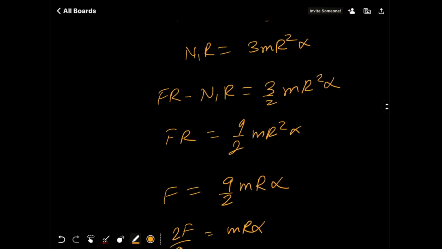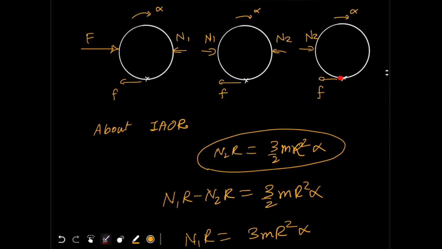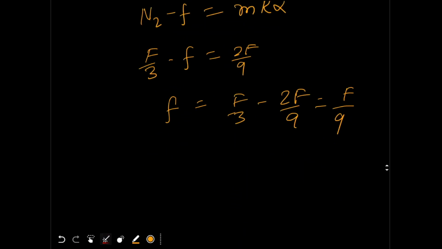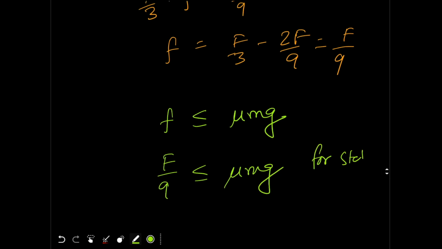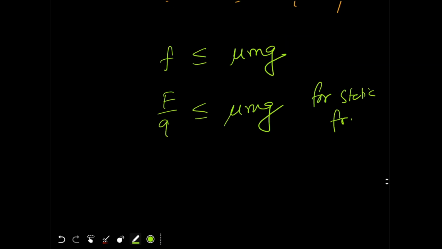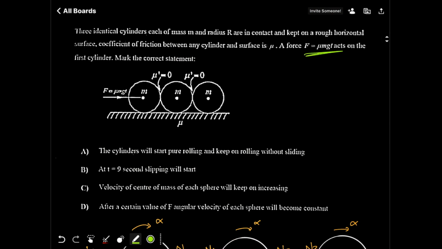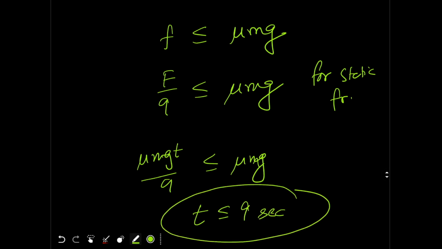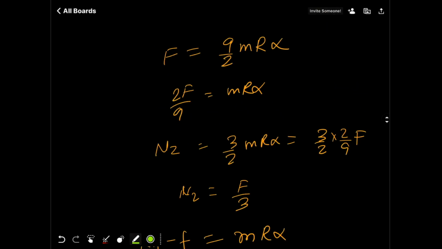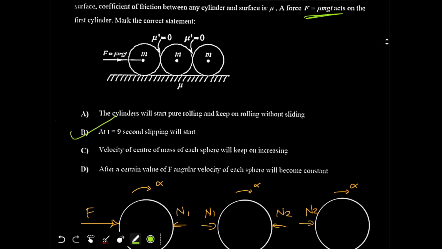But the normal force between the cylinder and the ground is equal to mg. So friction should be less than or equal to mu mg. That means F by 9 should be less than or equal to mu mg for static friction. F is given in the question to be mu mgt. So mu mgt by 9 should be less than or equal to mu mg, or t should be less than or equal to 9 seconds for static friction. That means up to 9 seconds there will be pure rolling. Beyond 9 seconds the cylinders will start slipping. So option B is obviously right and option A will be obviously wrong.